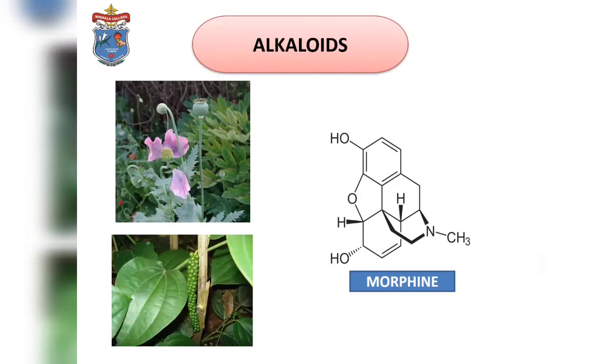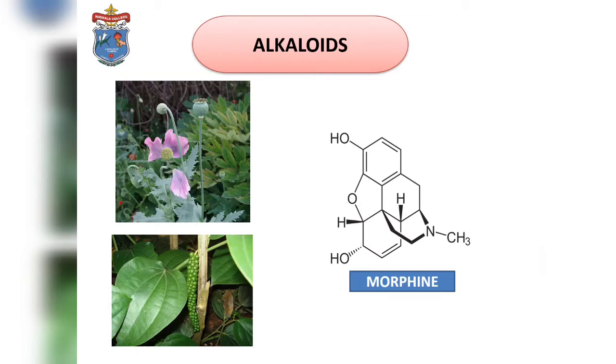Then alkaloids. They are small organic molecules, secondary metabolites of plants containing nitrogen, usually in a ring. About 20% of plant species consist of alkaloids. Alkaloids are mainly involved in the plant defense against herbivores and pathogens.